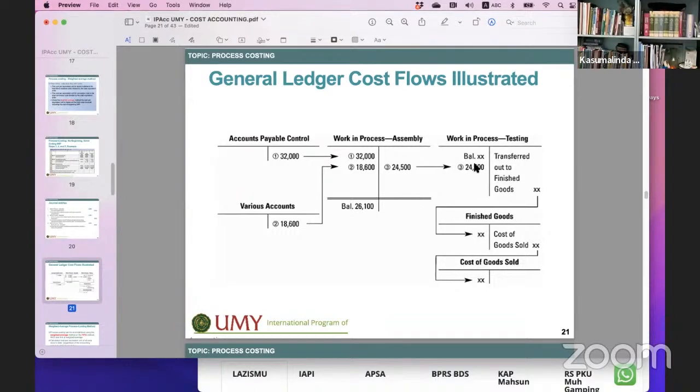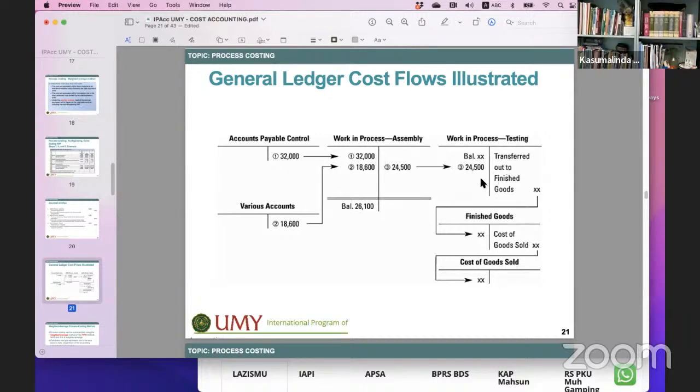Okay, transferred in cost. And the testing department will process the product, and it also involves their own materials cost, their own direct labor, and also conversion cost and the overhead cost. So they will accumulate their costs here, on top of the transfer in cost received from the assembly department.